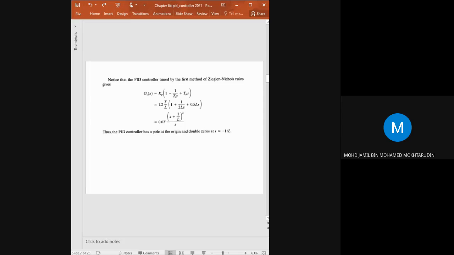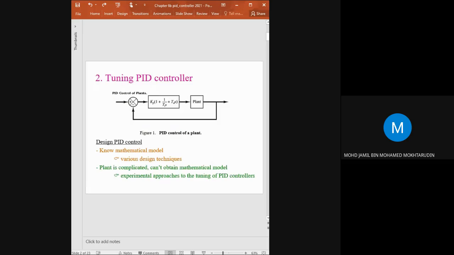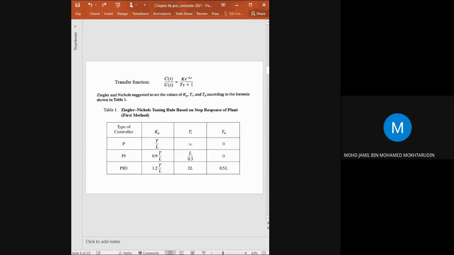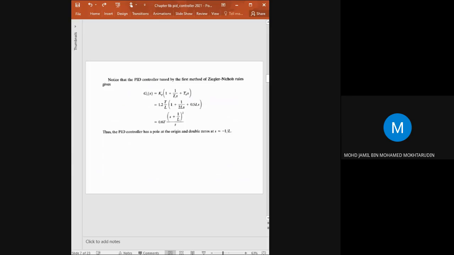And then from the value of Kp, Ti, and Td, you just substitute into the transfer function of the controller. Okay, so this transfer function is given already ni kat sini, okay? Sama je transfer function dia, tak berubah pun. Okay, so you just substitute the value of Kp, Ti, and Td, and in the end you will get 0.6L times (S plus 1 over L) squared over S. So thus the PID controller has a pole at the origin and double zeros at S equals minus 1 over L. Okay.